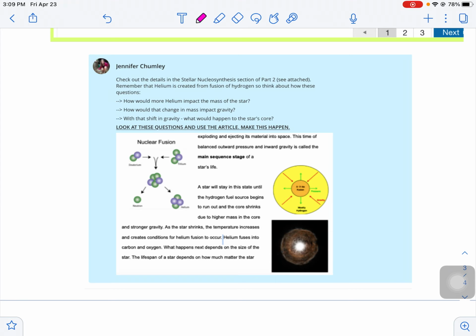So it's got a section in this paragraph talking about, in order for helium fusion to occur, what do we see happening with mass, gravity, and the core of the star? So you should be able to find all that information right here. And like these questions, that's kind of what we just went over up top. So that's the first question.